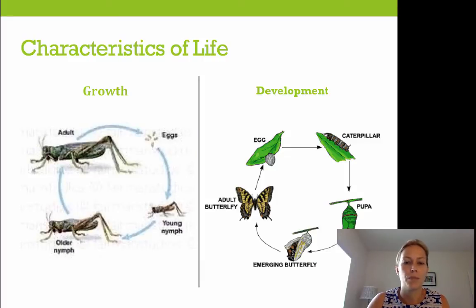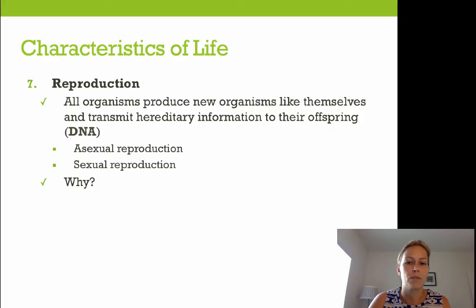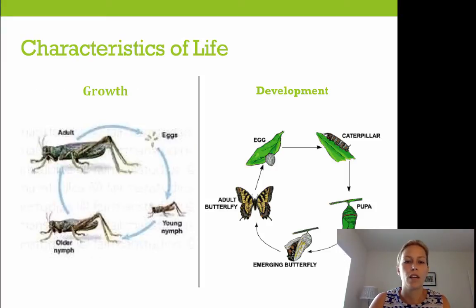So over here on the left-hand side, you've got growth, and you see it's an example of a grasshopper. So you start out with eggs, and then the cells get larger and divide, and you end up with a young nymph, and then an older nymph, and then an adult. If you take a look at the young nymph and the adult, they're exactly identical to each other. The only difference is one is larger, so the adult is a larger form. So that's an example of growth.